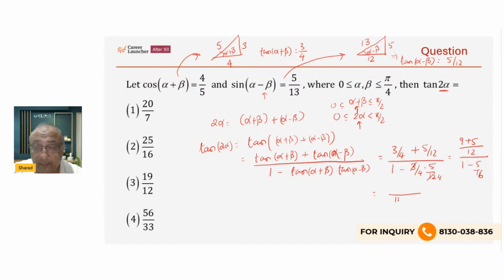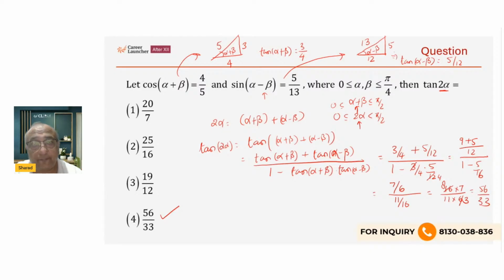So let me write the denominator first, 11 by 16, and let me write the numerator also, which is 14 by 12 or 7 by 6. So this will become 16 into 7 upon 11 into 6. Still one common factor is there. This will become 3. This will become 8. Wow, I've got my answer: 56 upon 33.